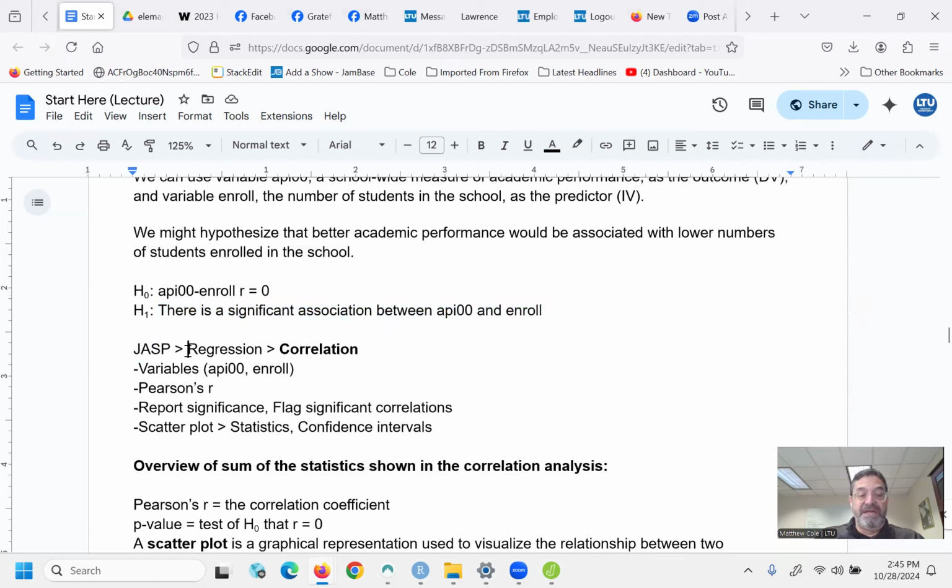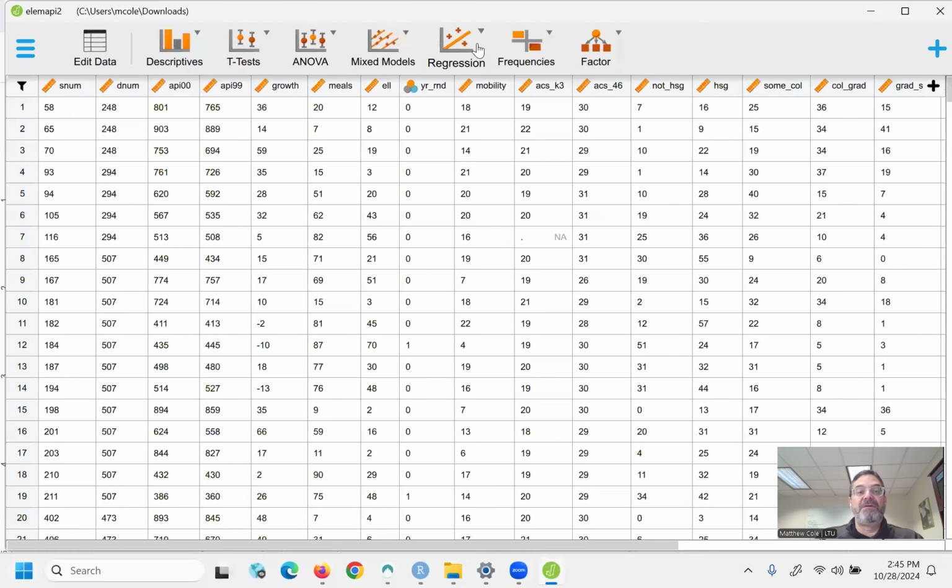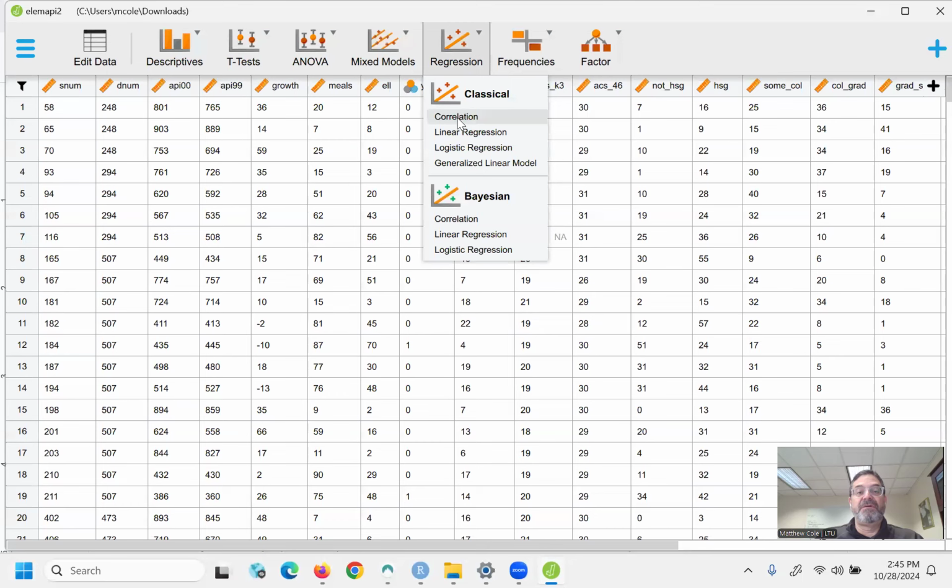We're going to select regression as the analysis bucket. And within that, there'll be correlation. We select our variables. The default is Pearson's R. We're going to ask for significance flag, scatter plot, statistics, confidence intervals. Okay. So let's go to JASP and go to regression, correlation.